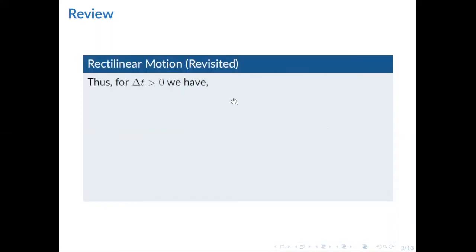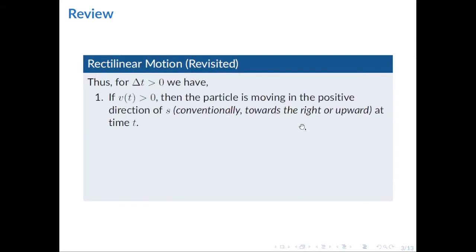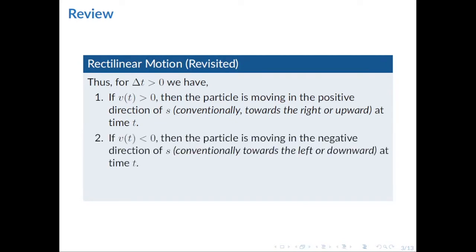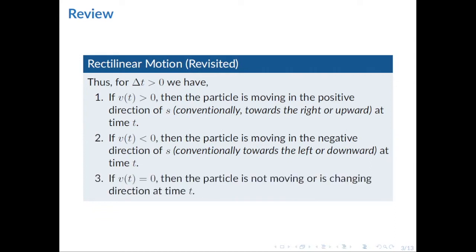Thus, for delta t greater than 0, we have first, if V of t is positive, then the particle is moving in the positive direction of S at time t. If V of t is negative, then the particle is moving in the negative direction of S at time t. If V of t equals 0, then the particle is not moving or is changing direction at time t.